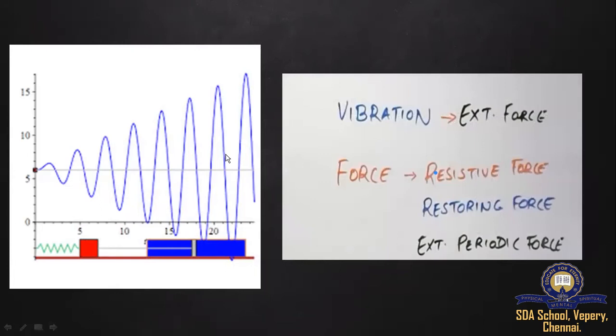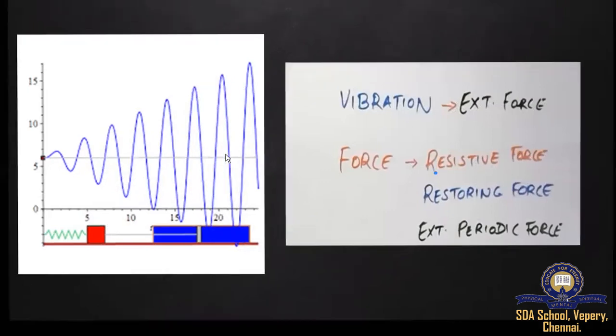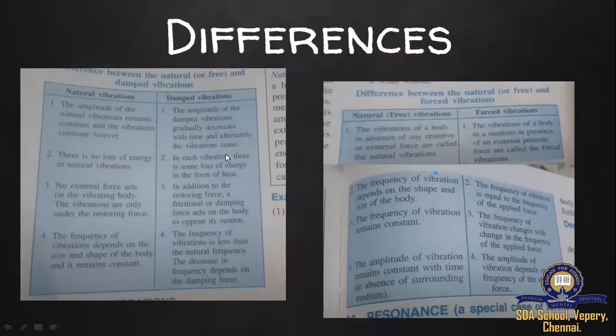That resistive force made the oscillation stop, but here the resistive force cannot stop your oscillation because you have an external force that keeps on acting. That external force is not stopping. So what have we learned so far? We learned about the three types of vibration: natural or free vibration, damped vibration, and forced vibration. And there are so many differences between them.